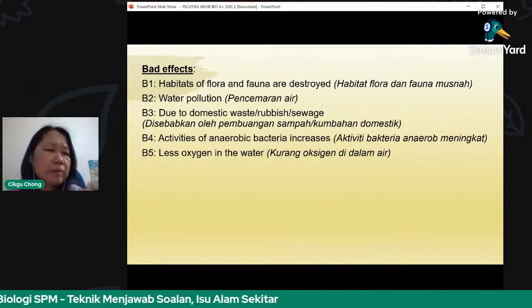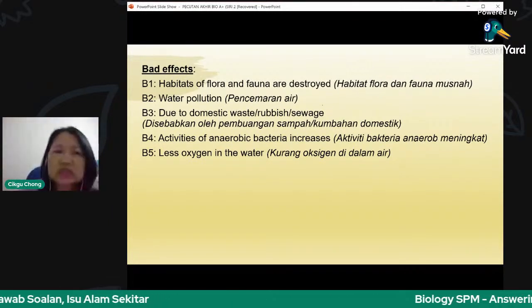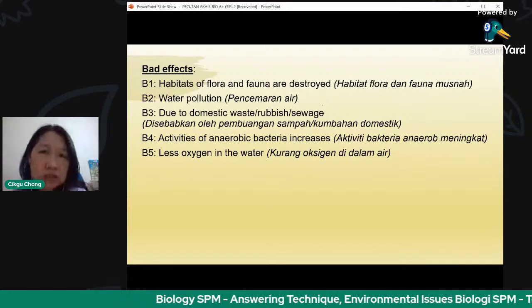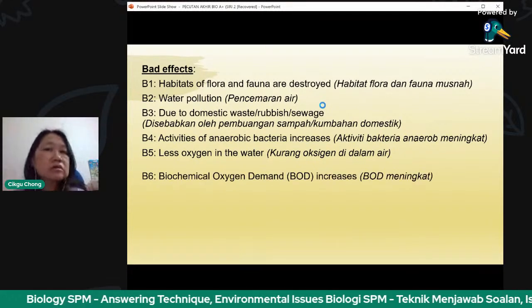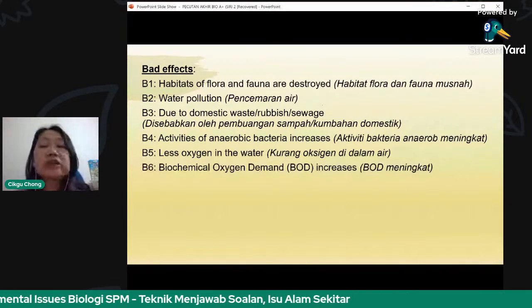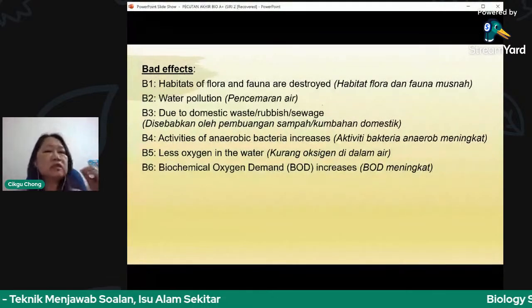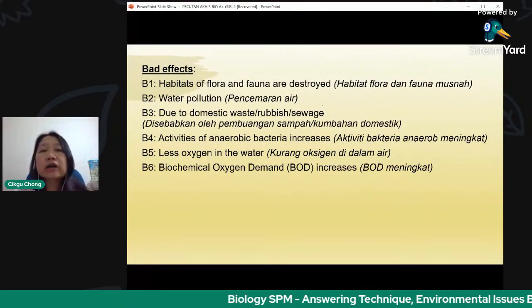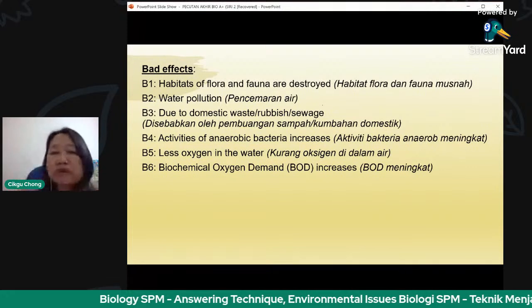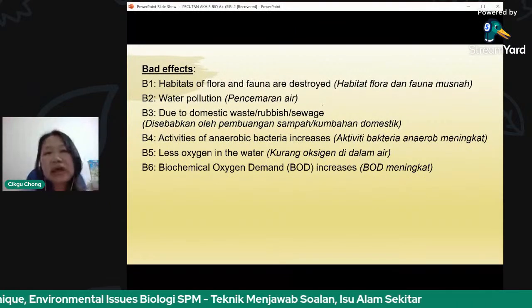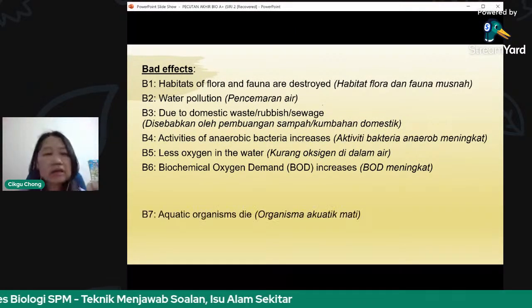So activities of the anaerobic bacteria increases, so there'll be less oxygen in the water. So what's the next thing to write? When you have less oxygen, you write about BOD. Make sure you correct all your facts about biology. So your biochemical oxygen demand will increase, because when your BOD increases, that means there's a lot of activity inside the water that uses up oxygen. That means maybe decomposition, respiration, whatever, anaerobic respiration. All this is going to happen in the water when there's a lot of organic substances and you have your bacteria there. Next, so your aquatic organisms die because the oxygen level drops, right?